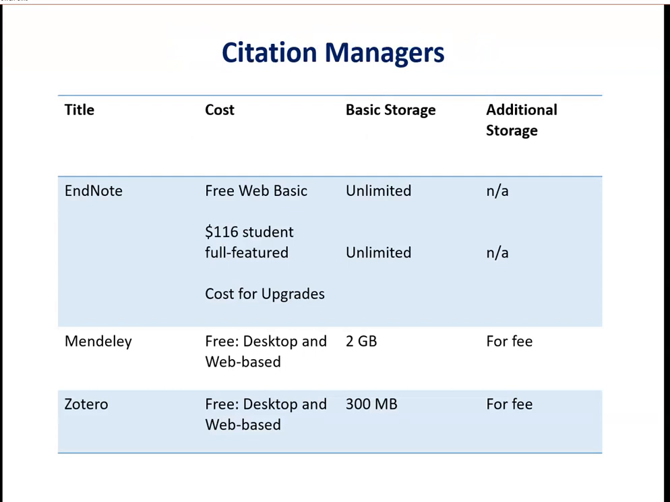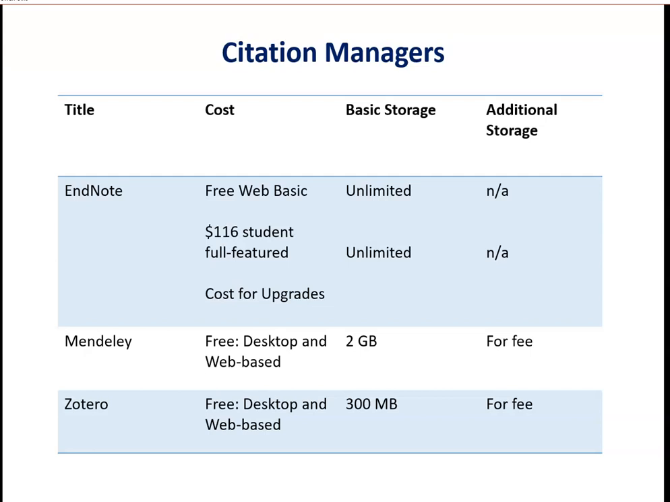So the basic citation managers you'll usually hear of now are EndNote. FAU Libraries has a free basic web, it's not full featured, but a basic web version that's available to anybody at no fee. It can be found through our subscription database, Web of Science. It has unlimited storage, and that means that when you save the PDFs, you don't have to worry about how many you put in there. If you want the full featured version, you can currently purchase it for $116 as a student. However, they do charge you for upgrades.